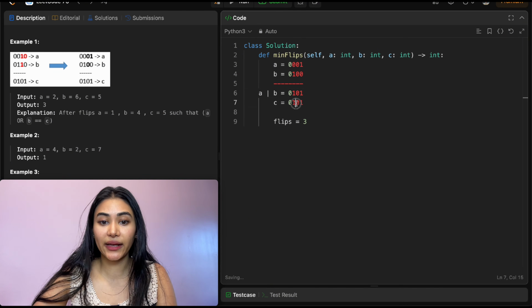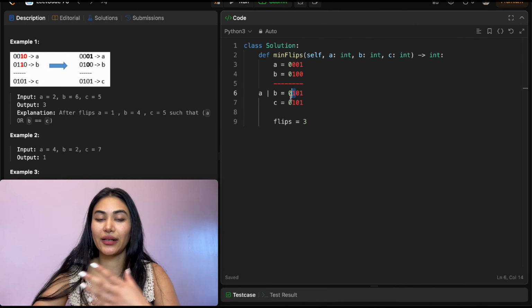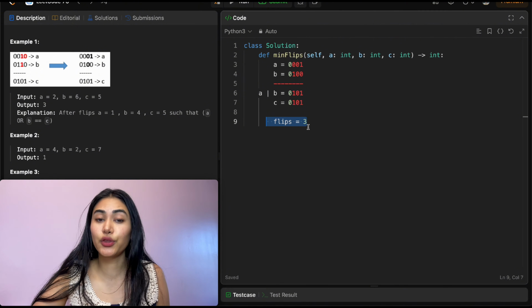And moving on to the next bit, C equals A or B. And these are just 0, so they're going to stay as is. So in total, we needed 3 flips to make A or B equal to C.